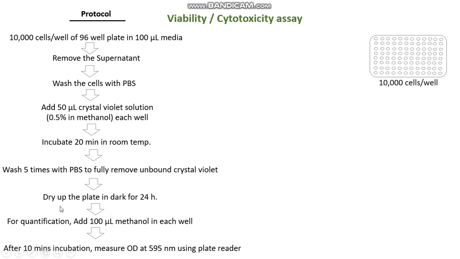And then you need to dry the plate in the dark for 24 hours. After adding the crystal violet and washing, you need to remove the PBS and dry the plate in the dark for 24 hours, and then for quantification add 100 microliters of methanol to each well. When you add 100 microliters of methanol, the crystal violet from the stained cells will dissolve in the methanol. Then after 10 minutes of incubation, measure the OD value.